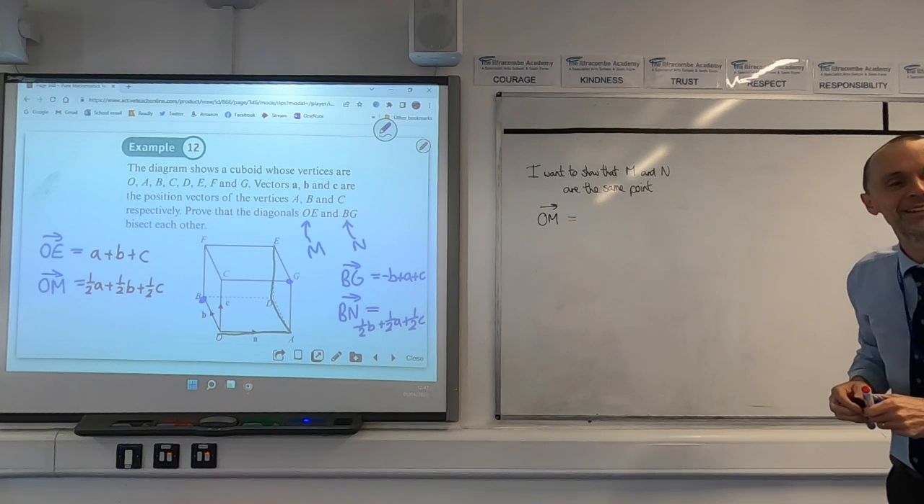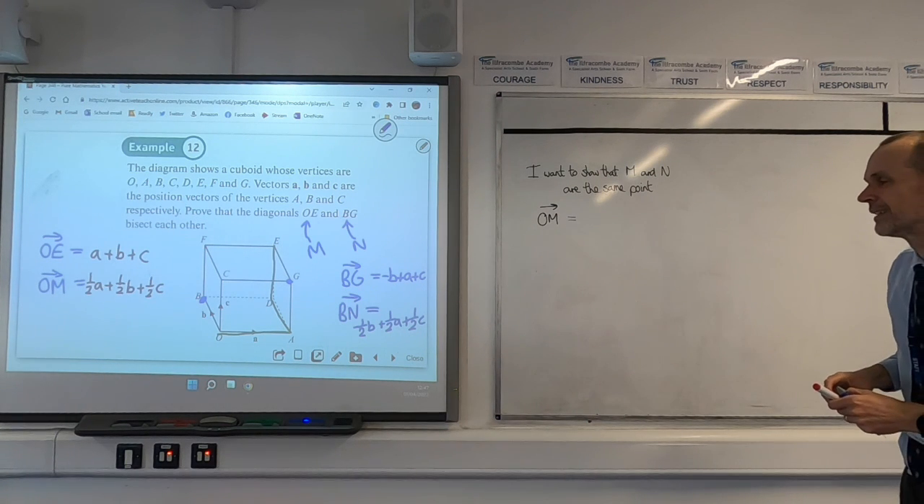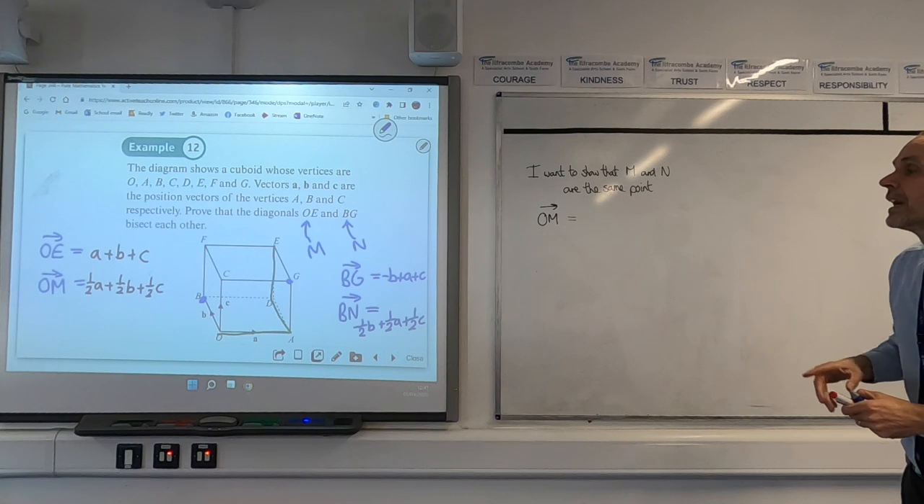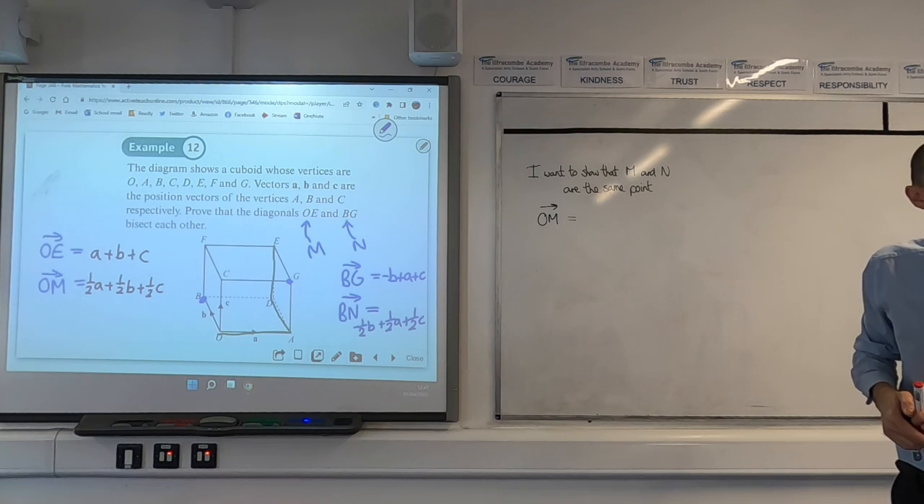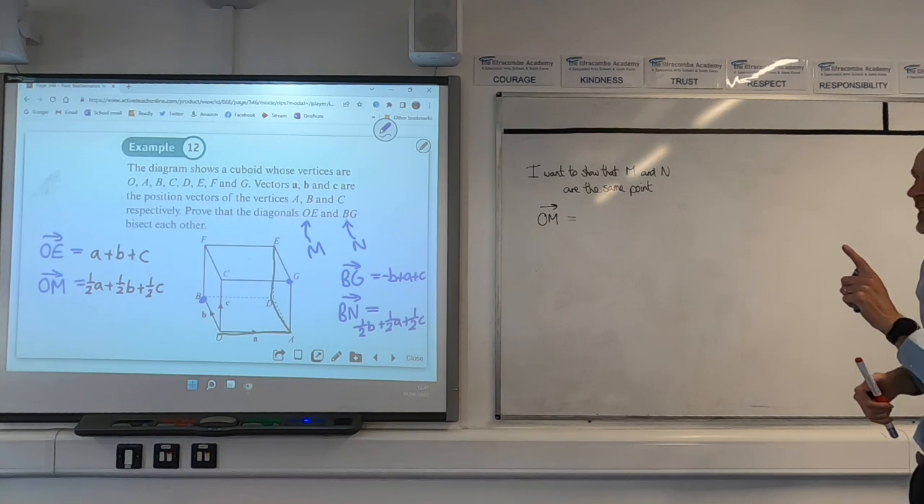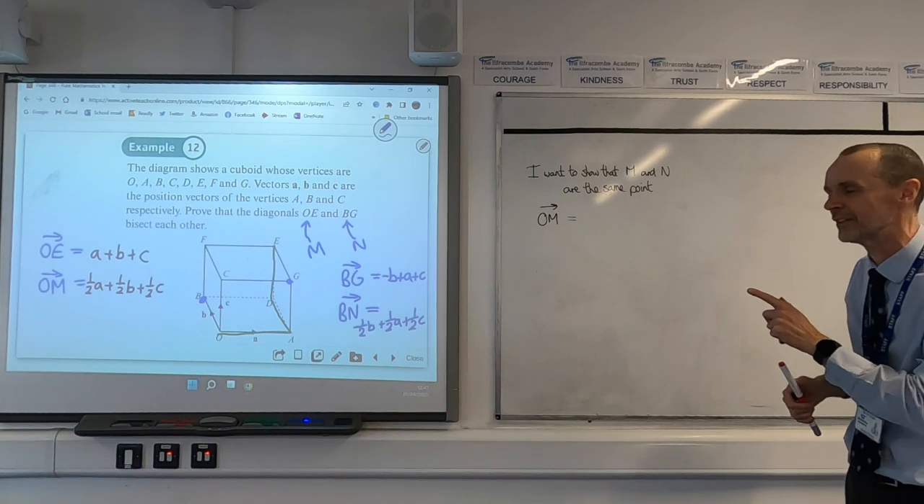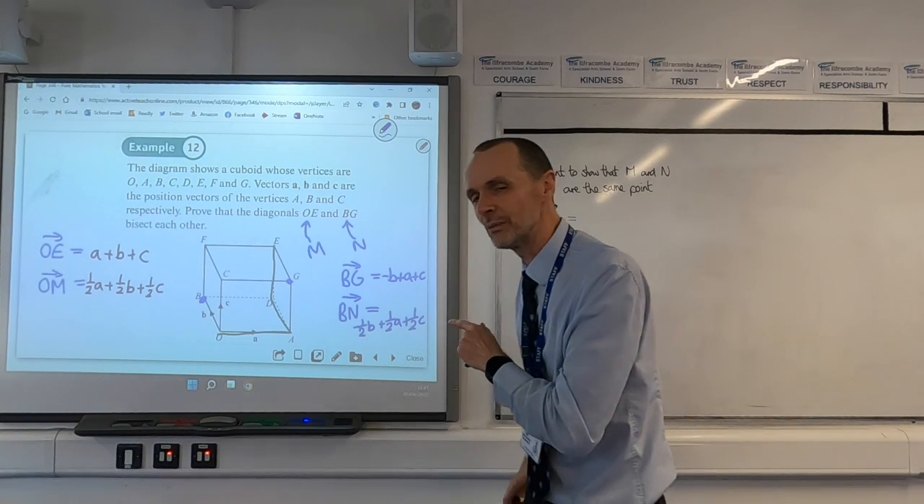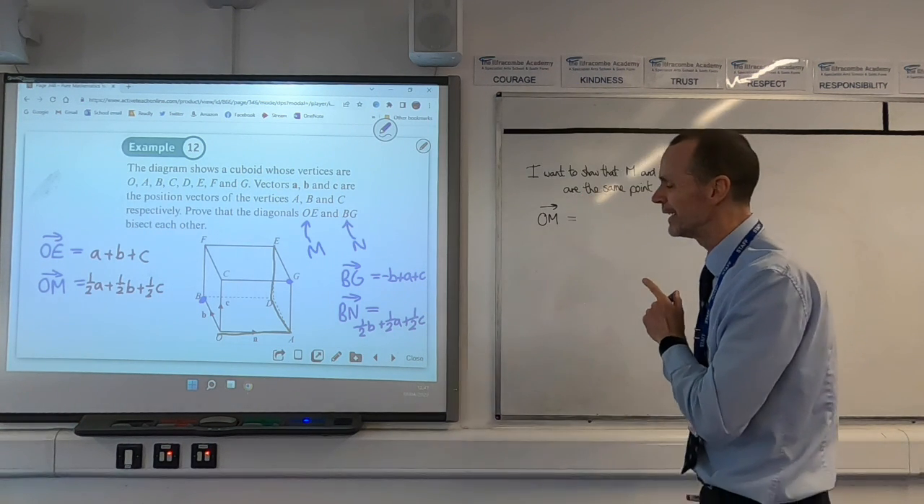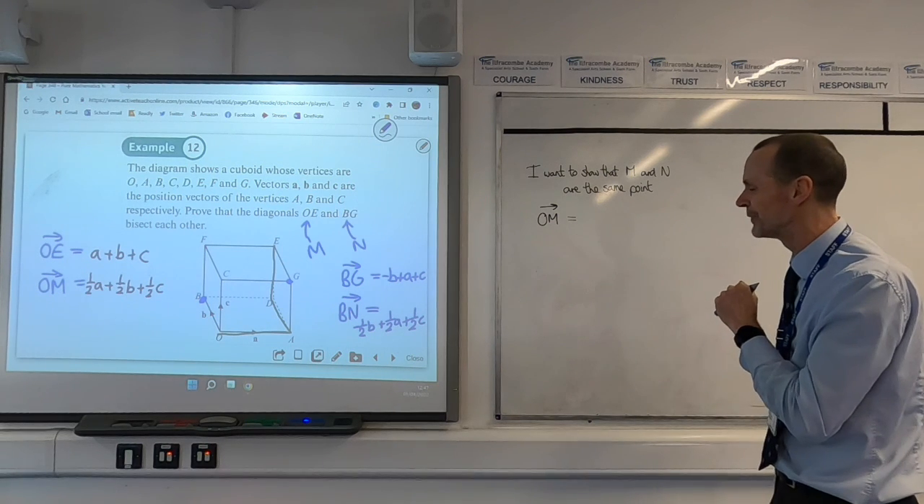I might be wrong, but there's no cuboid. Does it make a difference? Sorry, it is a cuboid. You're absolutely right. Well, it means A, B, and C aren't the same length, are they? But I'm hoping we're still going to be able to prove this. Yes, thank you for pointing that out.